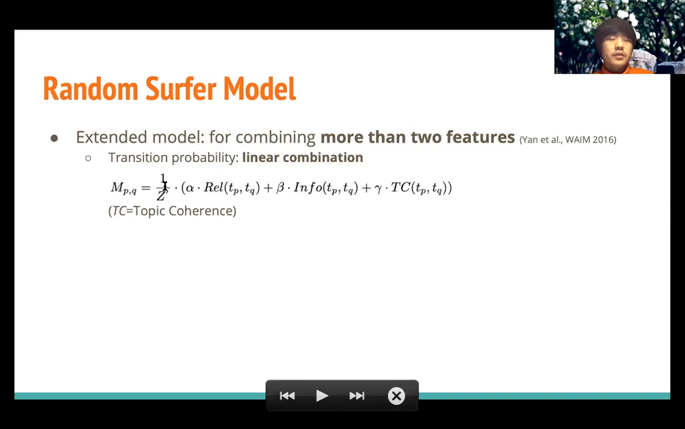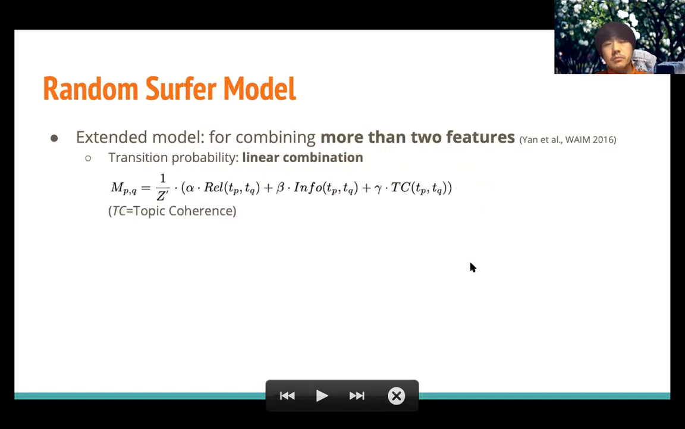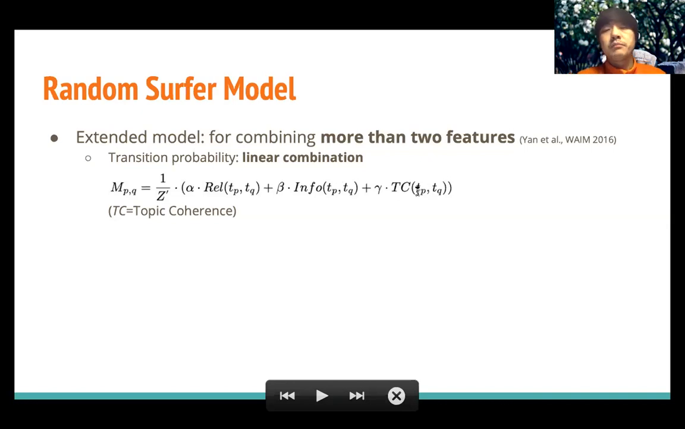because in the iterative computation here we can actually combine more than two factors. We can combine an arbitrary number of factors. For example, in this extended work published at the WWW conference, the authors extended our model by introducing a new factor called topic occurrence. I don't want to go into the details here, but I just want to say that, okay, here is an example of how to consider more than two features in this random surfer model. You can have many features here. You just compute a linear combination.